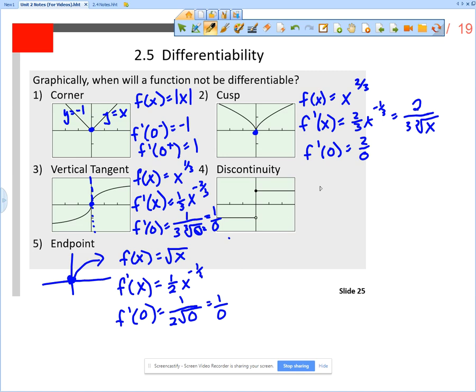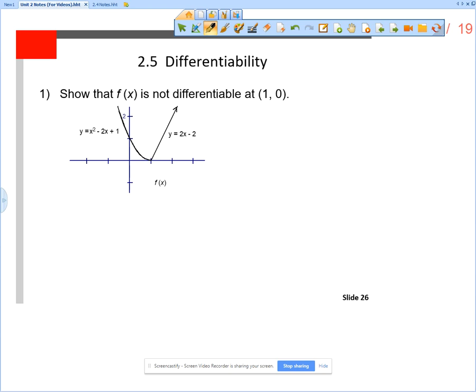All right, so moving on to slide number 26. Slide number 26 says, show that f of x is not differentiable at (1, 0). First of all, is the function continuous at (1, 0)? Well, the answer is yes. You can see that, but let's say this were presented as a piecewise function. It would look as follows: y equals x squared minus 2x plus 1 when x is less than or equal to 1, and y equals 2x minus 2 when x is greater than 1.